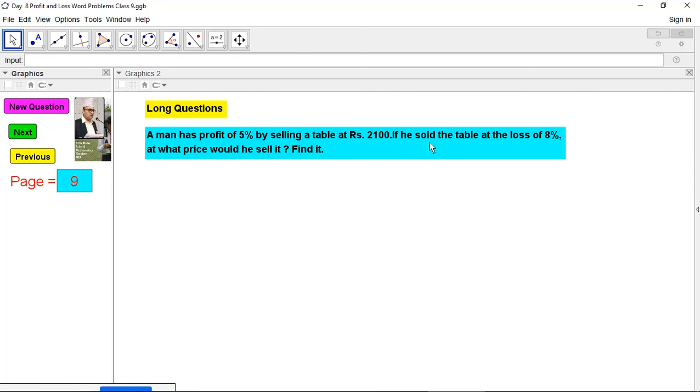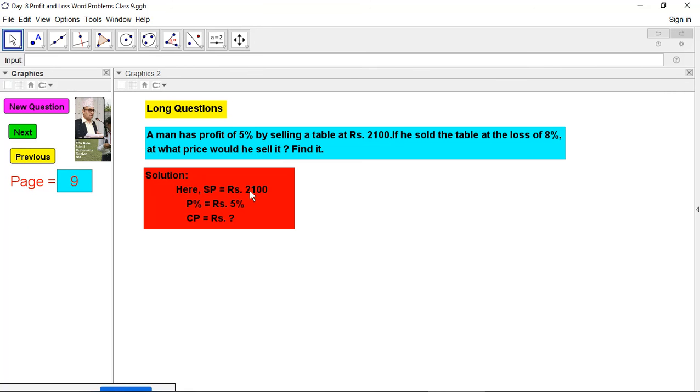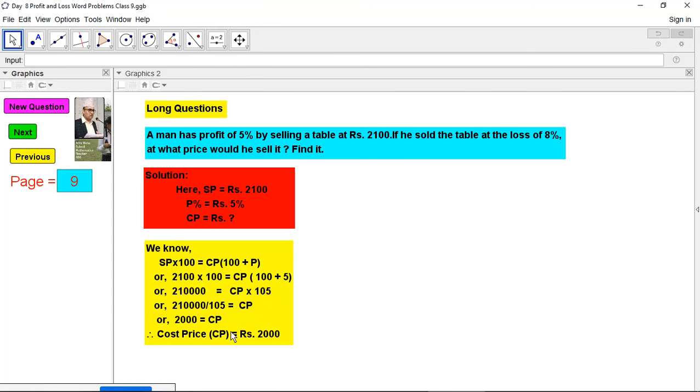Page number 9. Yes, page number 9, this is my last presentation. Oman has a profit of 5% by selling a table for 2100. If he sold the table at a loss of 8%, at what price would he sell it? Find it. So, firstly, the first case is here, dear students. We have SP, we have profit percent, now find CP. CP is 2000.